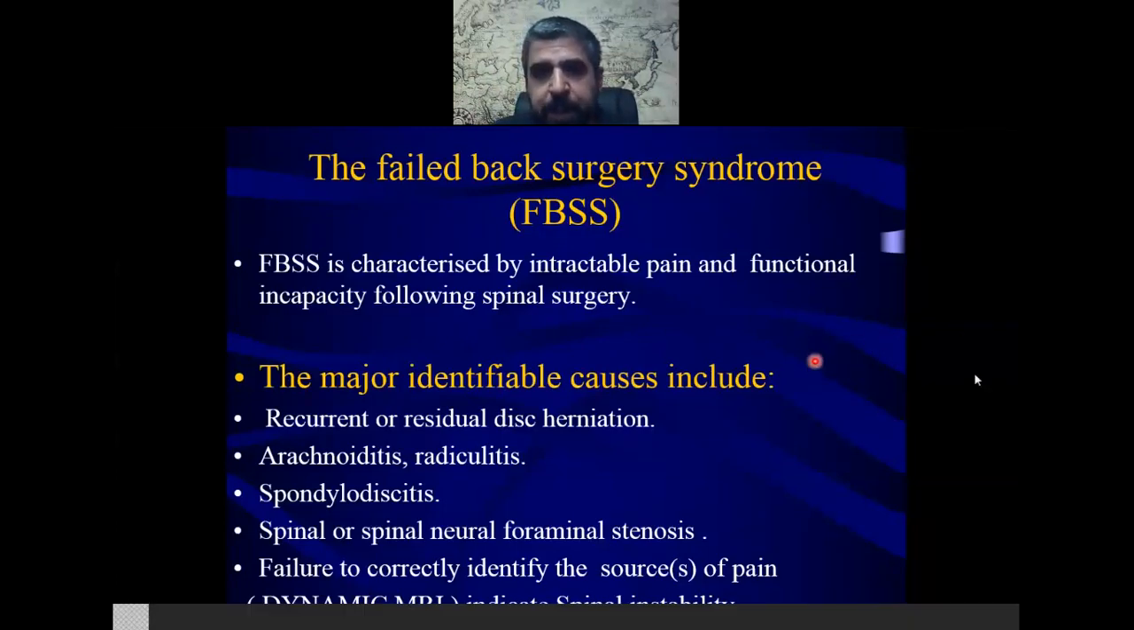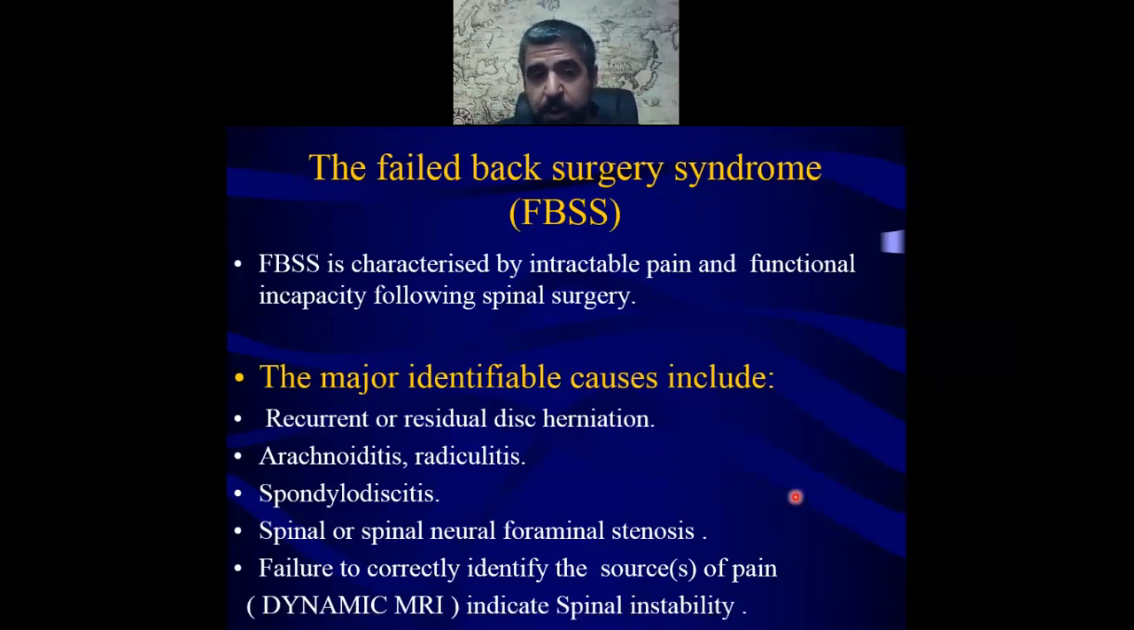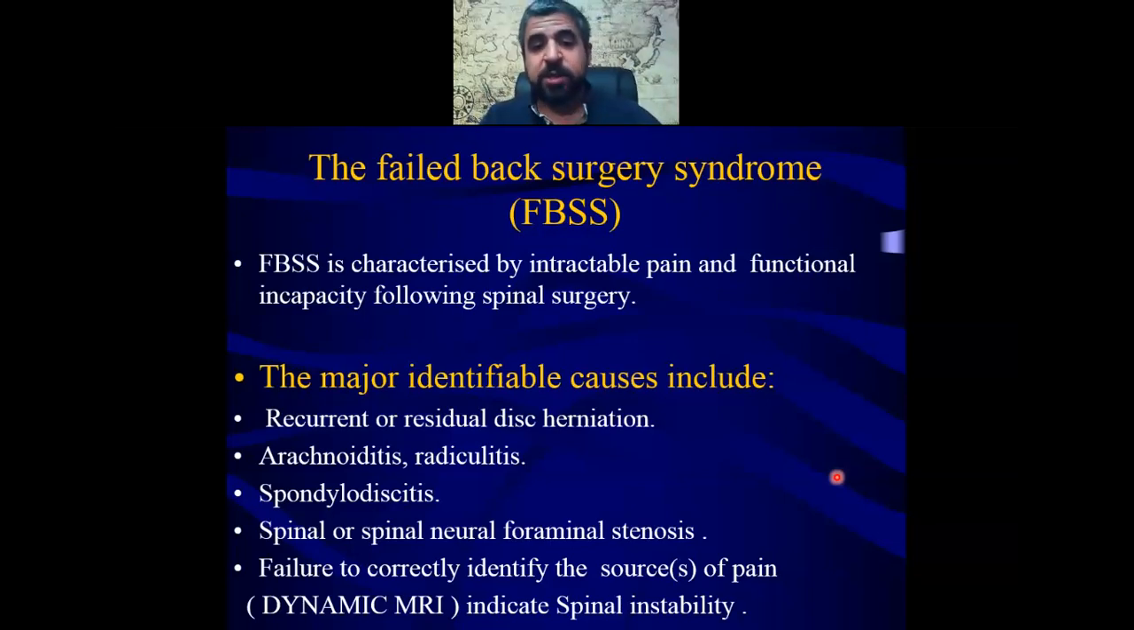Okay, so what are the causes of failed back surgery? The major identifiable causes, the causes that we can see and report, are recurrent or residual disc herniation, arachnoiditis or radiculitis, spondylodiscitis, spinal or neural foraminal stenosis, failure to correctly identify the source of the pain.